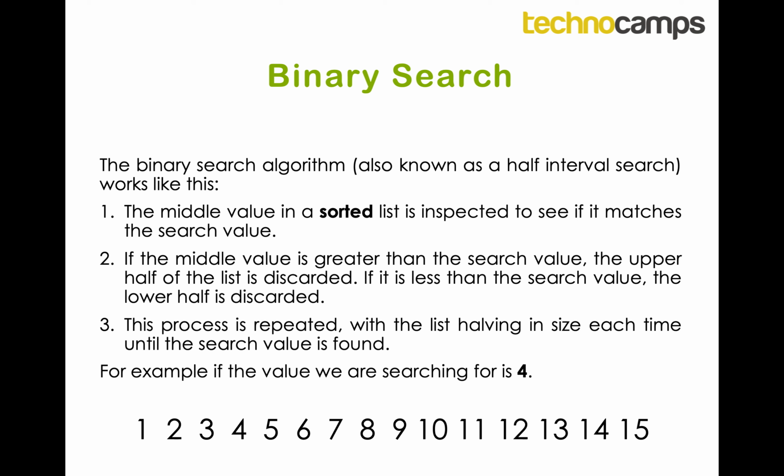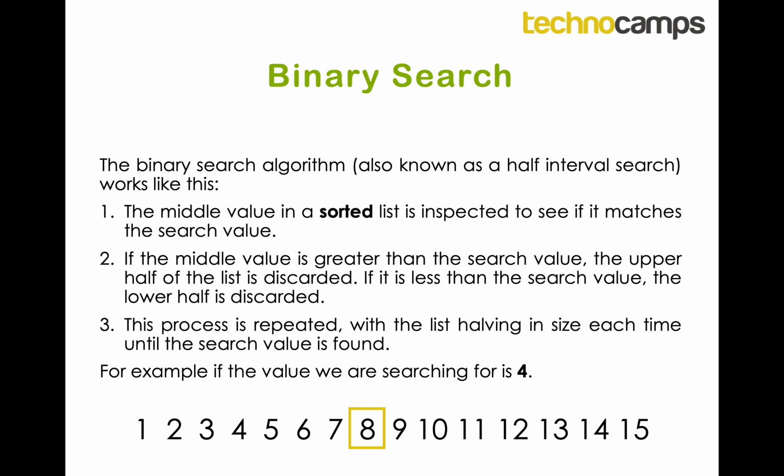That is a binary search. Let's see how it works with respect to numbers and what is the algorithm behind it. The key thing for a binary search is that you need a sorted list. So you cannot actually do a binary search if the numbers are not sorted. So we've got a sorted list of numbers, and let's say we are looking for the number 4 here.